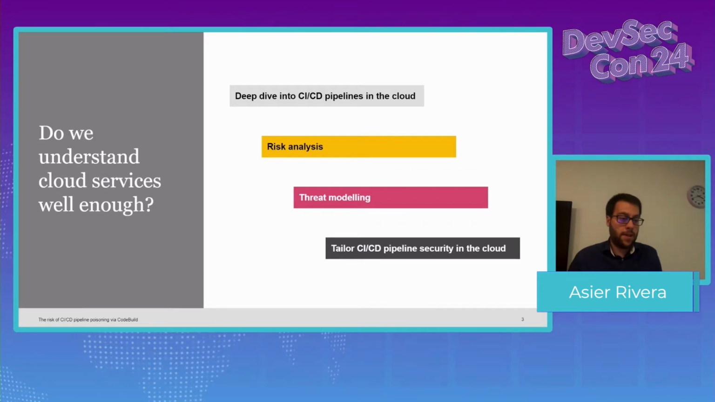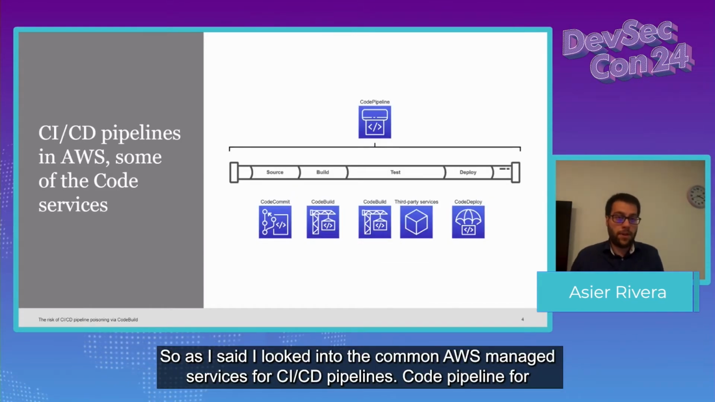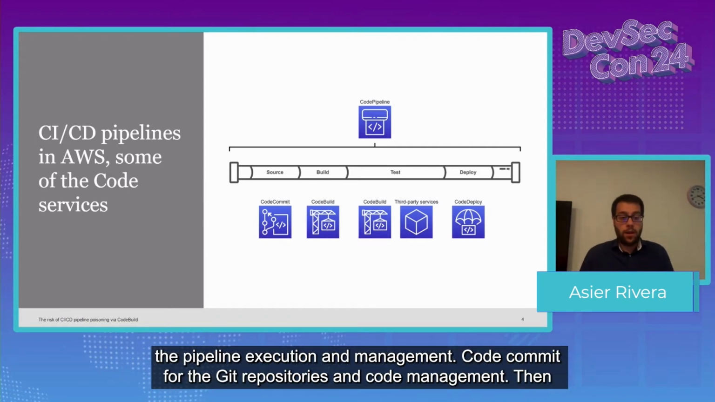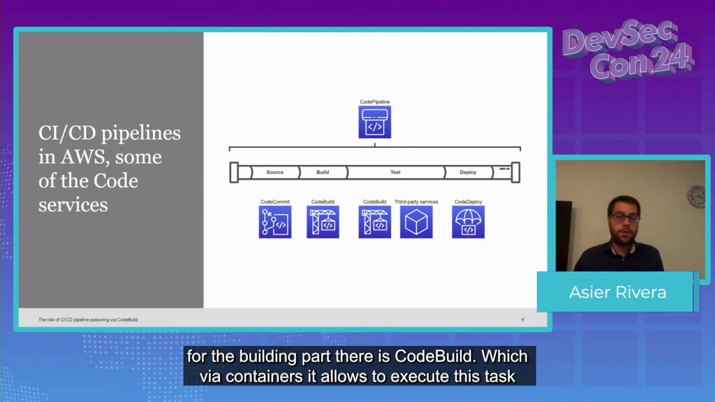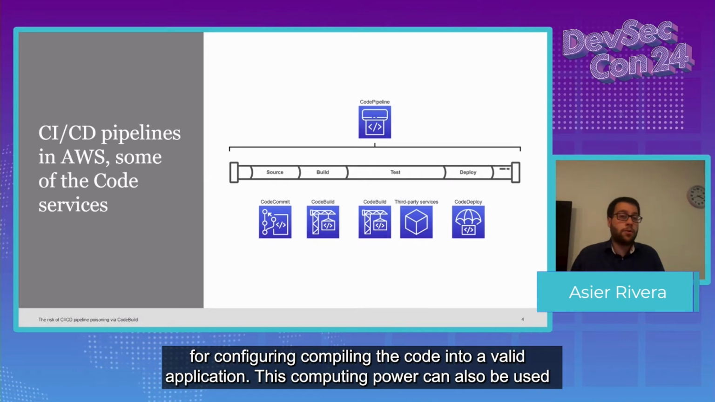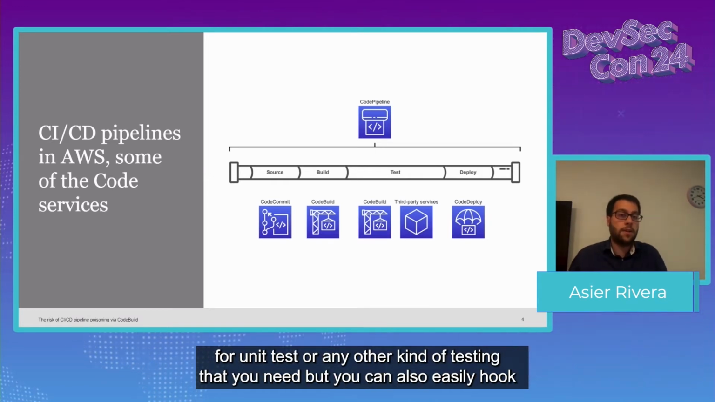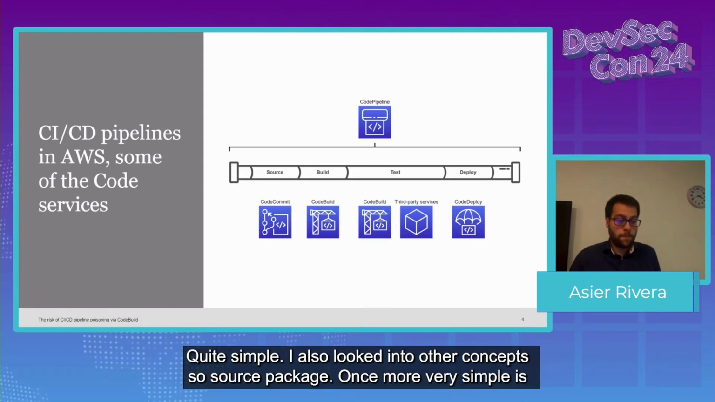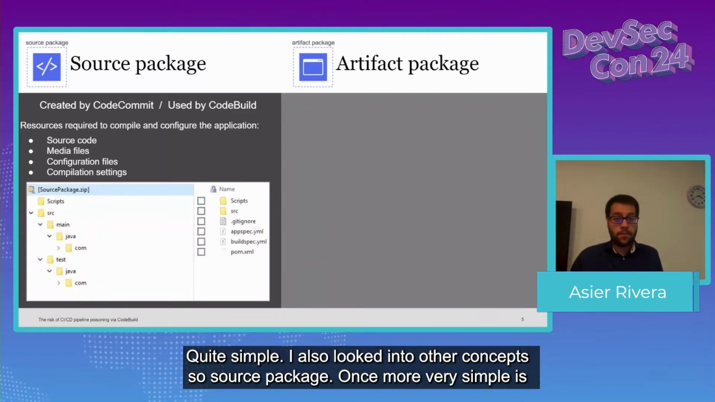So as I said, I looked into the common AWS managed services for CI/CD pipelines: CodePipeline for the pipeline execution and management, CodeCommit for the Git repositories and code management. Then for the building part, there is CodeBuild, which via containers allows to execute the task of configuring and compiling the code into a valid application. This computing power can also be used for unit tests or any other kind of testing that you need, but you can also easily hook third-party solutions. And last, there is CodeDeploy for the automation of the deployment part. Quite simple.